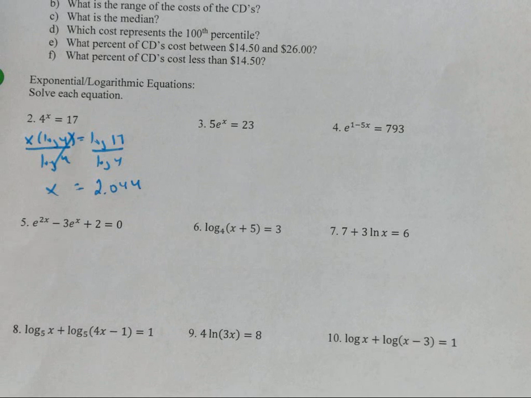Okay, I want you to take a moment to look at number 3. What do you notice about number 3? What does it involve? E, that's very good. That's one clear thing I need you to notice. It's the natural exponential function, isn't it? E is not a variable. E is a number, just like pi.